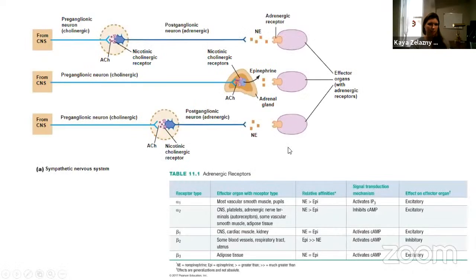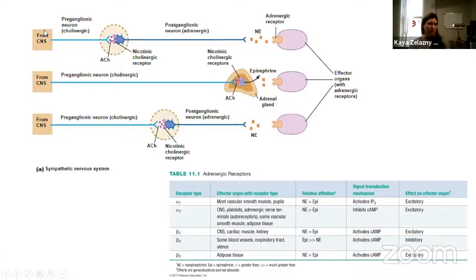Okay, take another second. I'm going to end the polling. Okay. So our question was, which of the following is the main neurotransmitter produced by the postganglionic cells of the sympathetic nervous system, which is one of the two branches of our autonomic system? The answer is going to be norepinephrine. And so we're going to take a look at that right now.